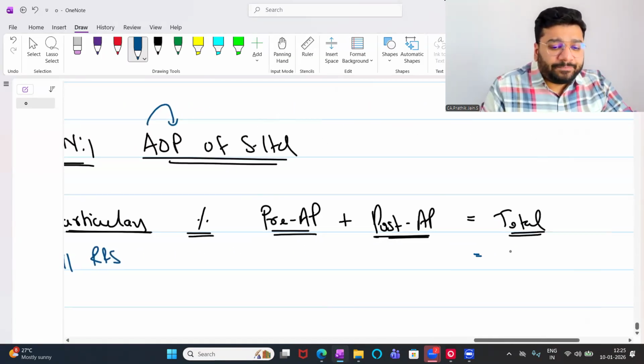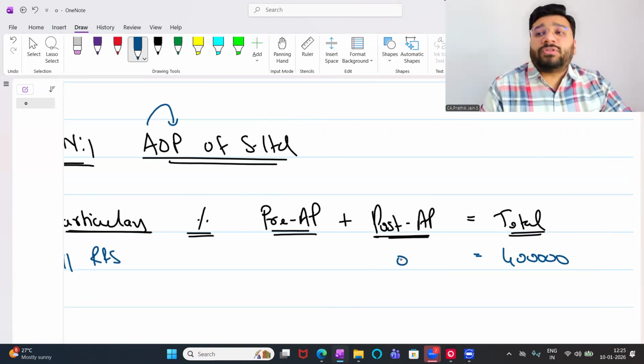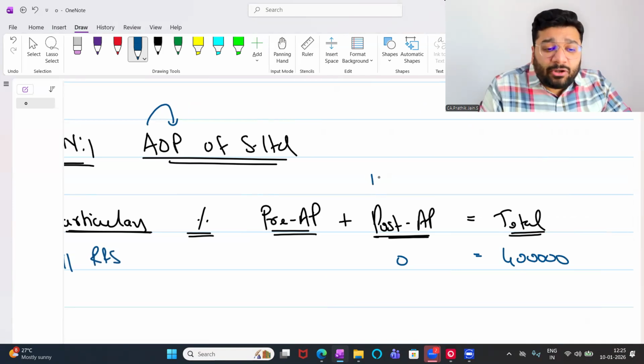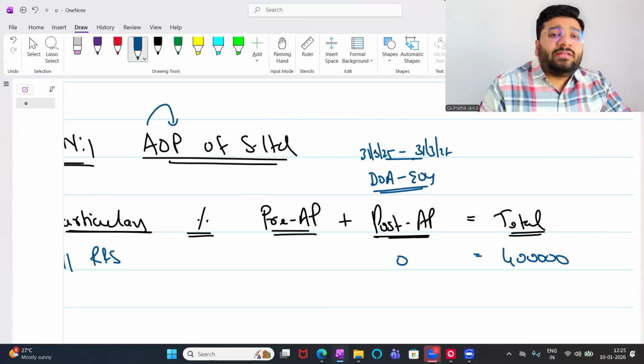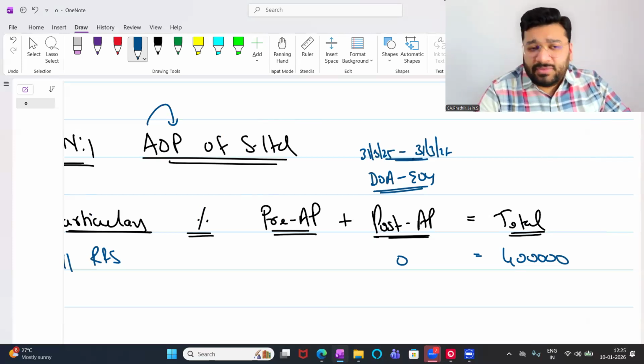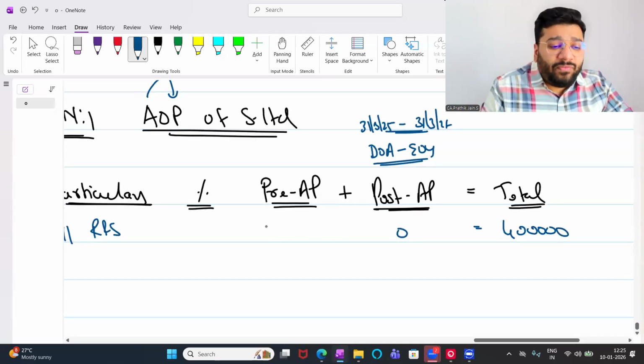Total is how much, people? 4 lakh. Post acquisition profit is zero. Post acquisition profit means what? From the date of acquisition to end of the year. What is date of acquisition? 31/3/25. End of the year, how much? 31/3/25. In the 0 day, how much profit can you make? Zero only. So the entire profit is pre-acquisition profit. Logic is clear or not clear?